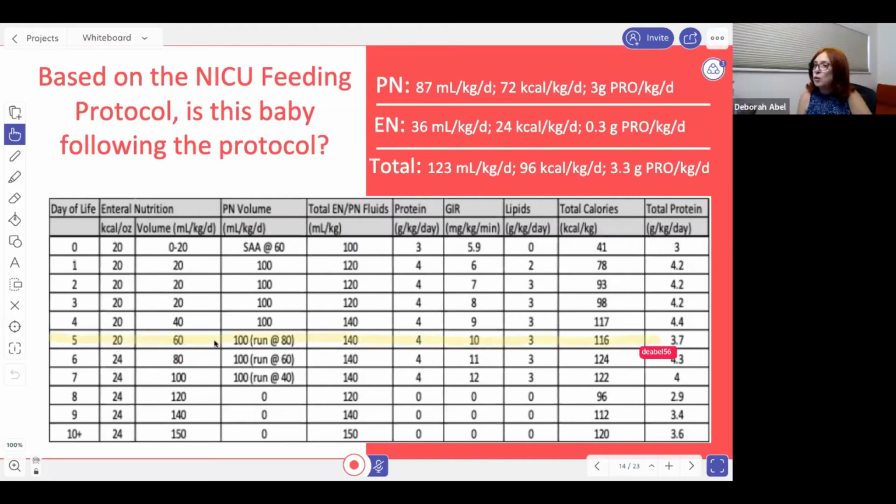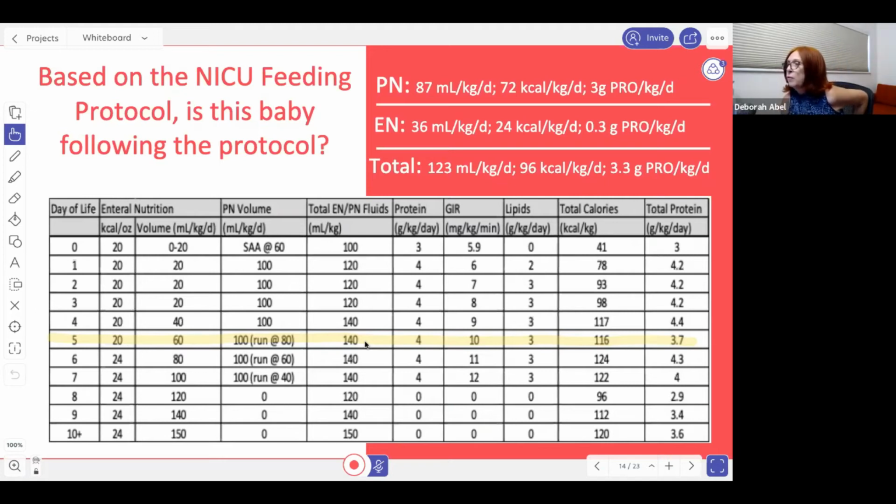And so our volume is at 60. That's what our goal should have been. That's the goal. And the PN volume is run at 80 milliliters per kilogram per day. And then the total of EN and PN fluid should be about 140. So that's still a little low, right, Dr. Abel? Ours is at 123. Ours is inadequate. So where is it inadequate? Is the EN at 60? And is that what's causing us to be low?